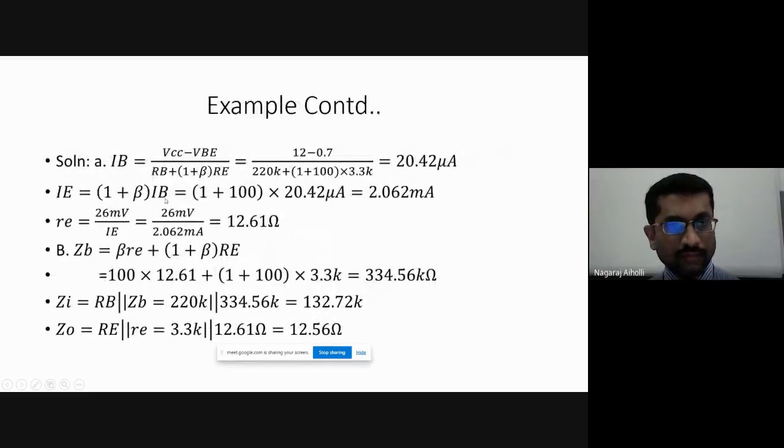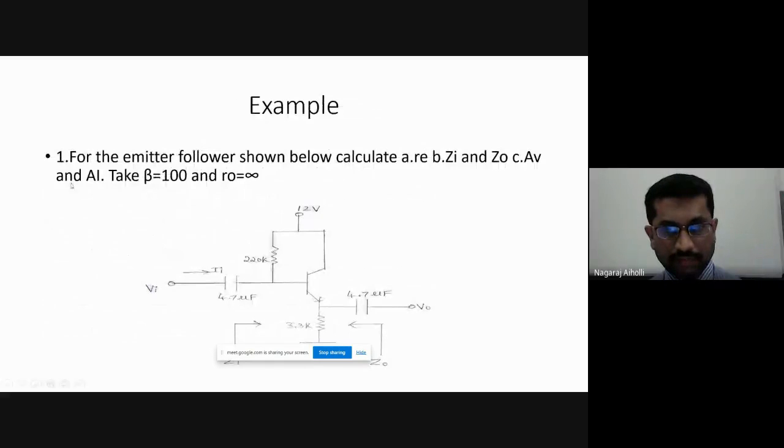Now we don't know IB, the base current. Therefore, we have to find the value of IB first. How to find the value of IB? See here in this circuit diagram of the emitter follower. Apply the KVL to the input path, that is from VCC through base resistance RB, VBE, then emitter resistance RE to ground. Apply the KVL to the input section of the emitter follower circuit.